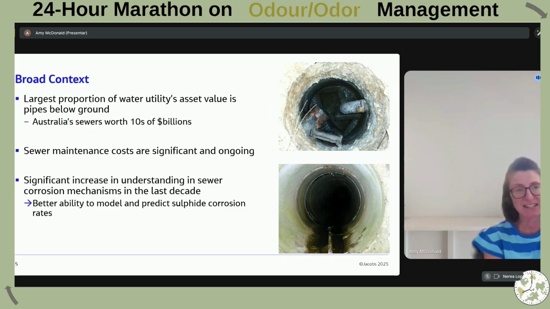But the good news is there's been a significant increase in the understanding of sewer corrosion mechanisms in the last decade, and we have a better ability to model and predict sulfide corrosion rates than ever before.